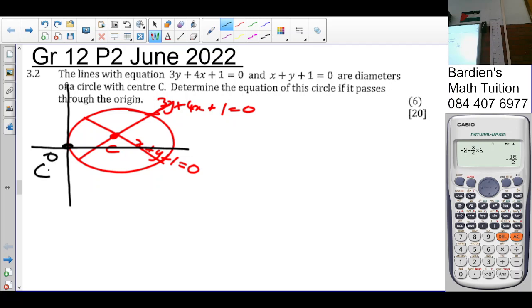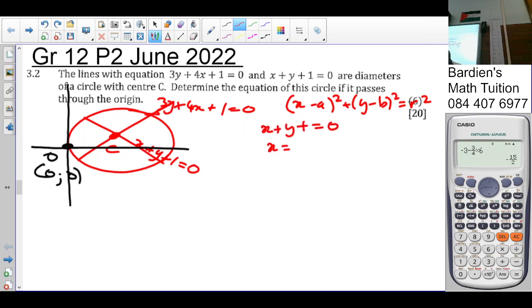The coordinates of the origin is 0 and 0, of course. So we need to know the equation of the circle with the center not at the origin will follow the form x minus a squared plus y minus b squared is equal to r squared. Okay. So to calculate the center of the circle, I need to calculate C, which is the point of intersection. So for the first equation, x plus y plus 1 is equal to 0. So x is equal to minus y minus 1. This is equation 1.